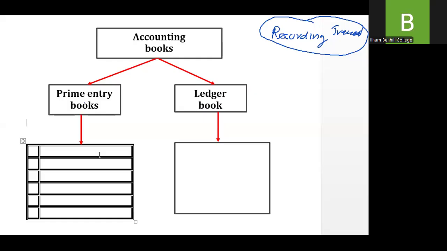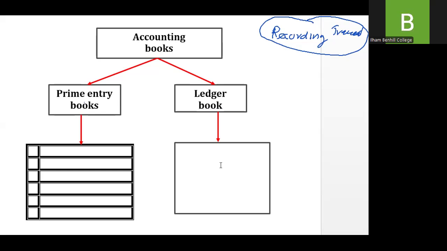Usually the cash book is balanced end of the month. Why? Because we have to record transactions from cash book, from sales journal, from purchase journal in the ledger end of the month. That is why I'm saying you record transactions in the ledger book end of the month. That is the key difference, one of the main differences.